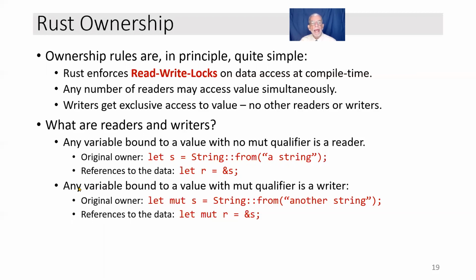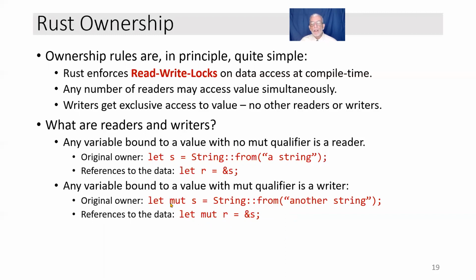Now, any variable bound to a value with a mut qualifier is a writer. The original owner, let mut s equal String::from another string. Now this guy is a writer because s is mutable. And I can create a mutable reference to that string, let mut r equal a reference to s. So I've got two different writers, and only one is allowed to get access to that data. So here we're getting into the ownership story. The idea is simple, but there's some details to take care of. So that's where we're going.